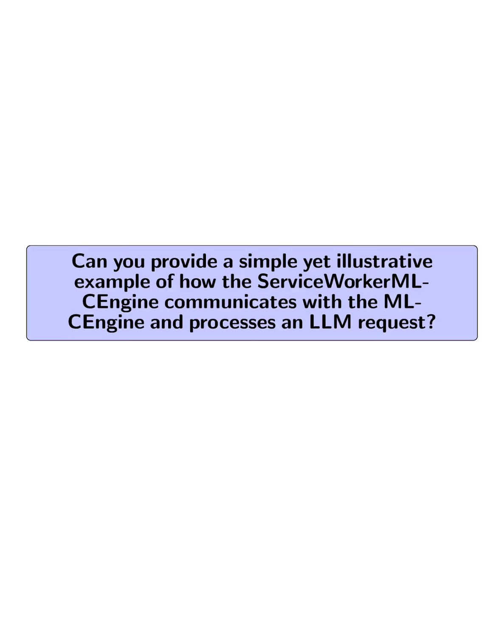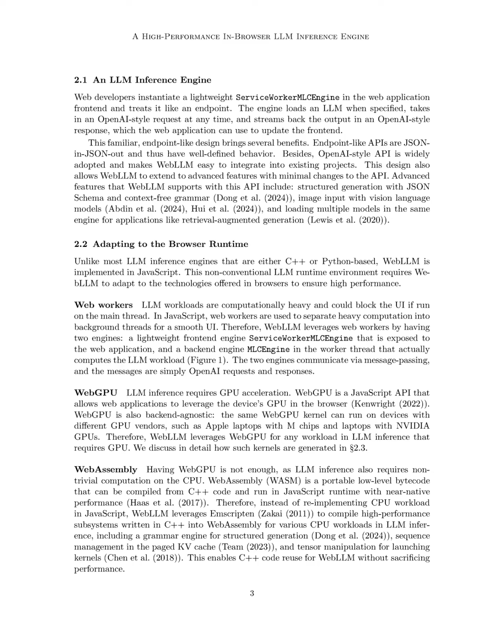Can you provide a simple yet illustrative example of how the service worker MLC engine communicates with the MLC engine and processes an LLM request? The service worker MLC engine communicates with the MLC engine through a message passing mechanism, where the service worker MLC engine acts as a lightweight front-end engine exposed to the web application. When a web application sends an OpenAI-style request, the service worker MLC engine forwards this request to the MLC engine, which operates in a separate web worker thread to handle the computationally heavy LLM workload.